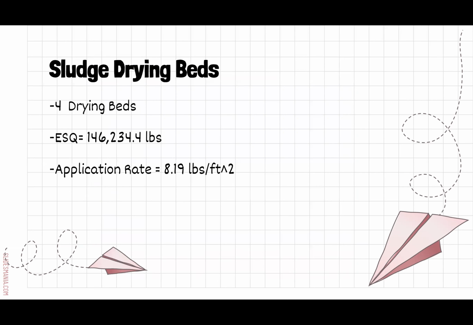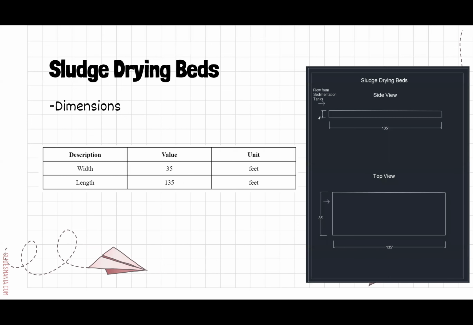Thank you, Liz. Another element of our water treatment plant are the drying beds for sludge. These take the settled flock from the sedimentation tanks and allow them to dry so the solid waste can be removed from the plant. For our design, we have 4 drying beds with an estimated sludge quantity of 100,046 to 234 pounds and an application rate of 8.19 pounds per foot squared. For our dimensions, on the right, we have our technical report, which shows 135 feet as the length and 35 feet as the width. And next, we're handing off to Celeste for the pump station.